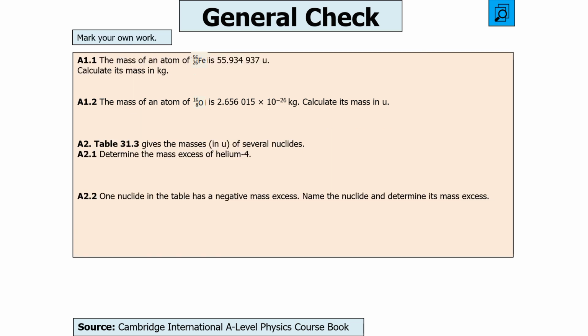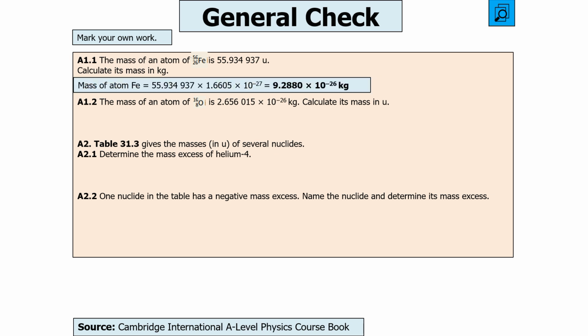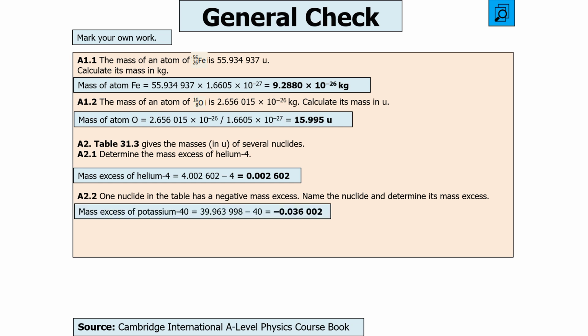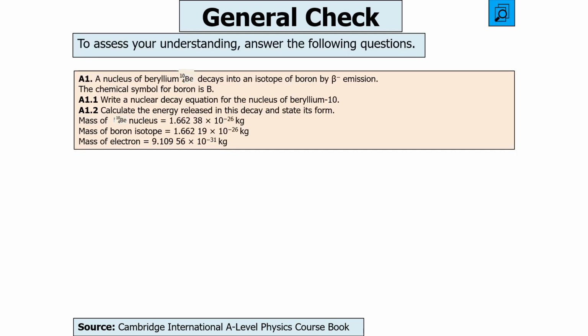Right, in this first one, how can you convert from U into kilograms? Multiply by 1.661 times 10 to the minus 27, so it's 9.2880 times 10 to the minus 26 kilograms. We can reverse it by dividing by 1.661 times 10 to the minus 27, so it's 15.995 U. In this next one, the mass excess is the mass of the helium nucleus minus the mass of the four separate nucleons, so it's 0.002602. The mass excess of potassium is negative, so therefore it's 0.036002.